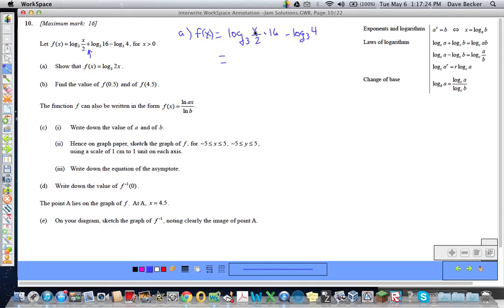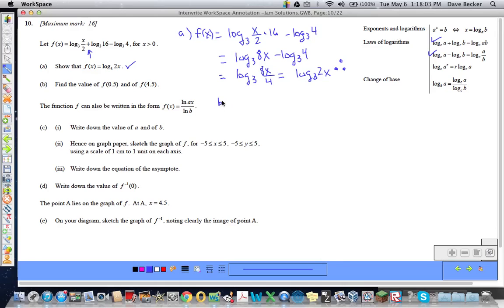So 16x over 2 is log base 3 of 8x, minus log base 3 of 4. This is a result of this law of logarithms. Now we're going to use subtraction, and we're going to say this is equal to log base 3 of 8x over 4, which is equal to log base 3 of 2x, as required. That was easy peasy. Find the value of f of 0.5 and f of 4.5.